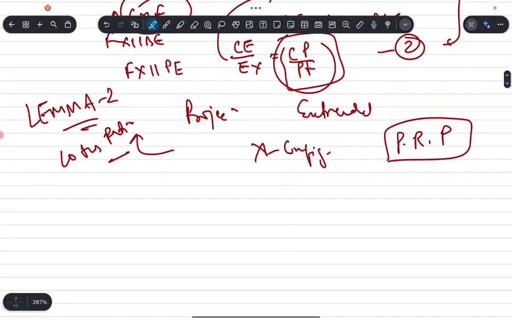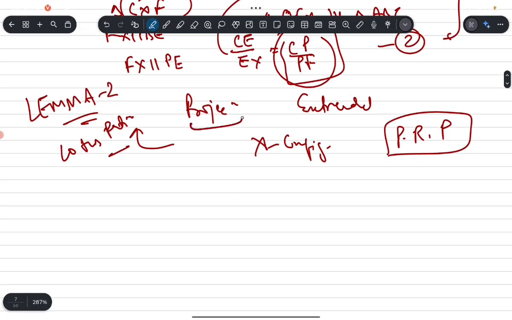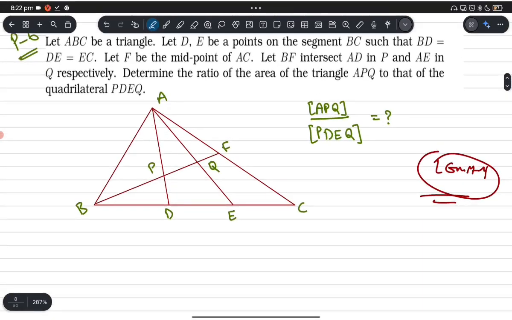All right? Everything that we have done till now. So we have the problem here. We're provided with a triangle, D and E are points. So we have BD equals DE equals EC. F is the midpoint, so this is also equal. Okay, they are intersecting here. Determine the ratio of the area of APQ to PDEQ.